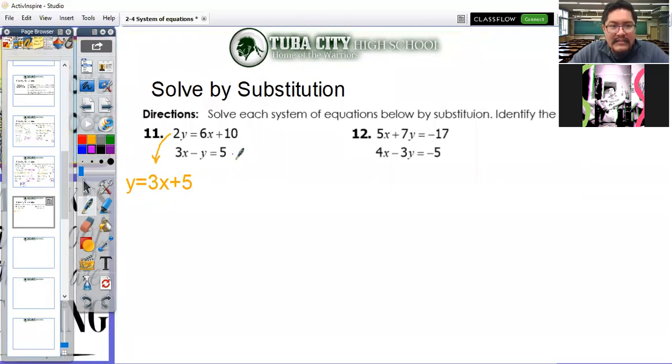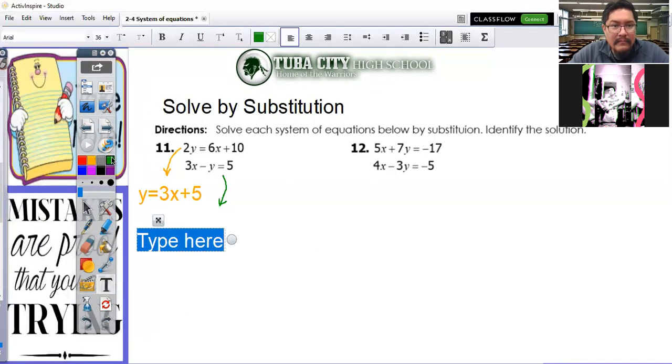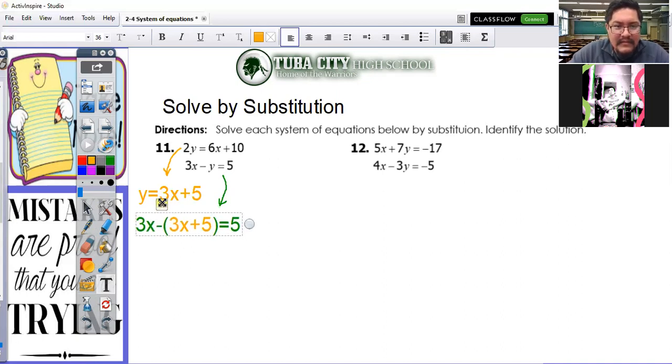And now I have to take this one here and plug in here. So let's go ahead and take that and plug it in. So 3x minus y equals 5. But I'm going to take that y out, this y right here, and replace it with parentheses because I'm going to grab what we got from here and plug it in. So 3x minus (3x plus 5) like that. Now these two look very similar actually. In fact, I'm kind of thinking something's going to happen here.